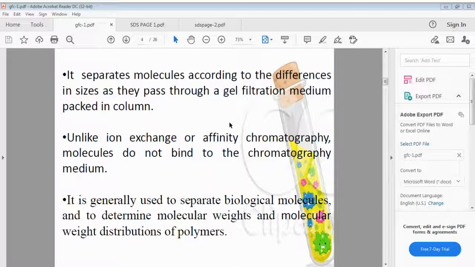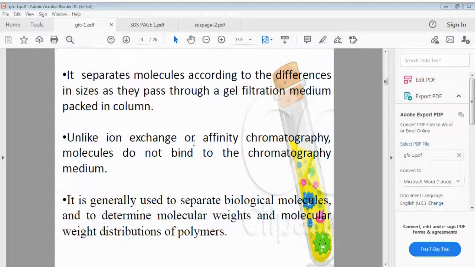Okay, so unlike ion exchange or affinity chromatography, molecules do not bind to the chromatography medium. In ion exchange chromatography, you have seen that the stationary phase will be either positively charged or negatively charged. So the sample of opposite charge will come and get attached electrostatically to the column. And also in affinity chromatography, what happens? The biological molecules, which can be a protein or a nucleic acid, which have to be separated, have some unique affinity to the ligand present in the stationary phase. So they bind with a unique affinity to the stationary phase.